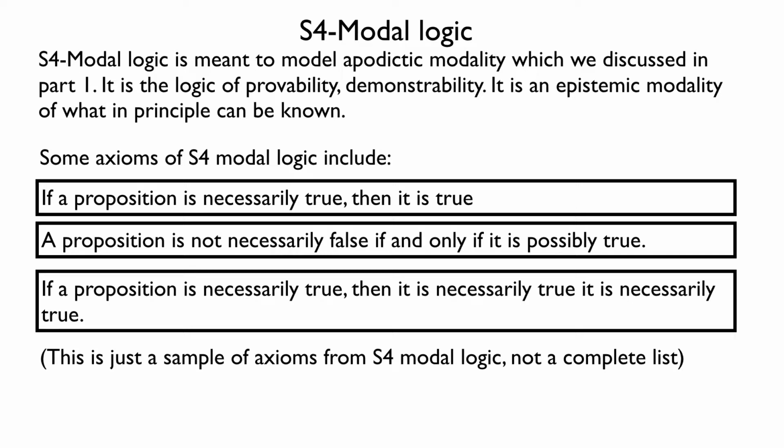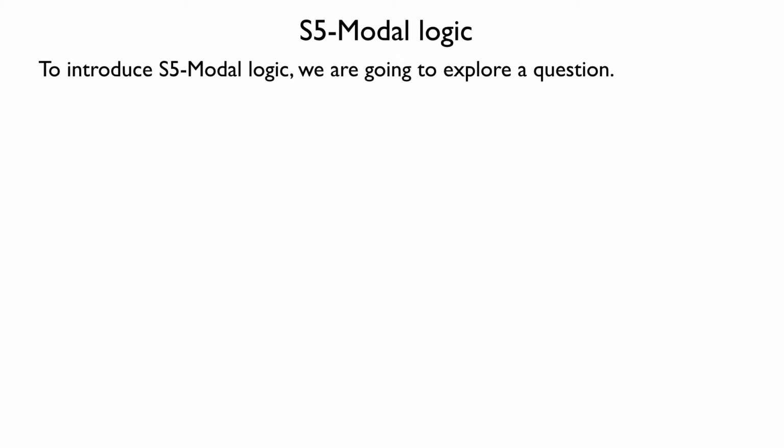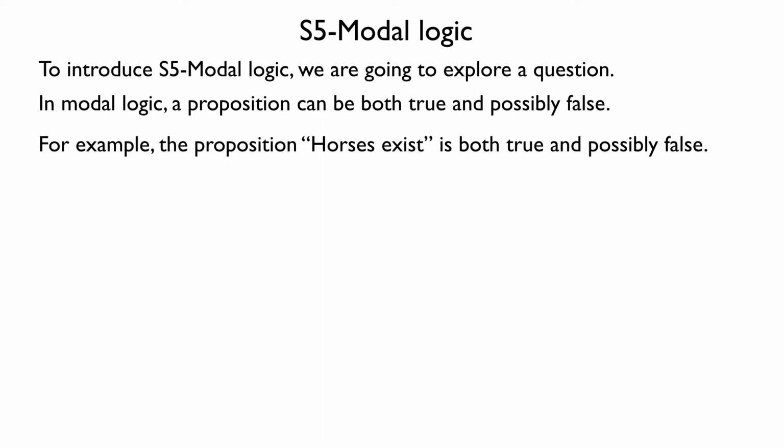Well, now let's go on to S5 modal logic. To introduce S5 modal logic, we are going to explore a question. In modal logic, a proposition can be both true and possibly false. For example, the proposition horses exist is both true and possibly false.